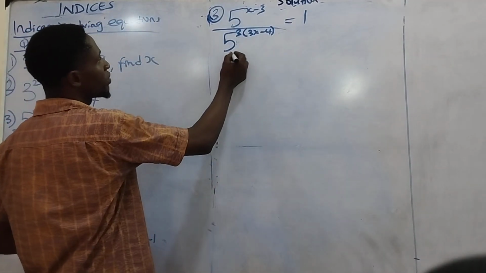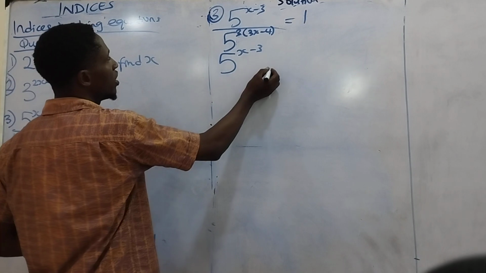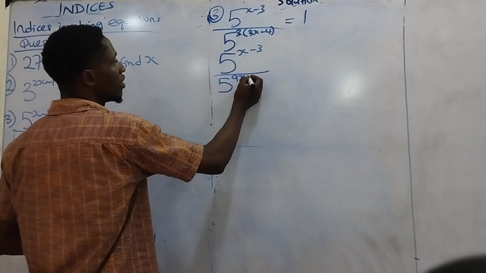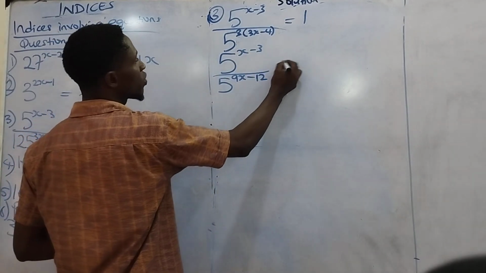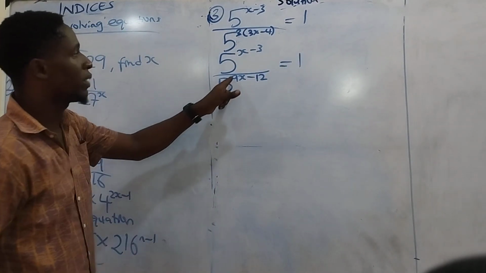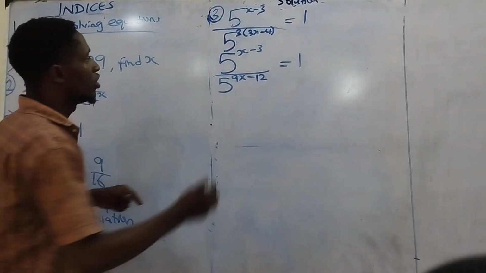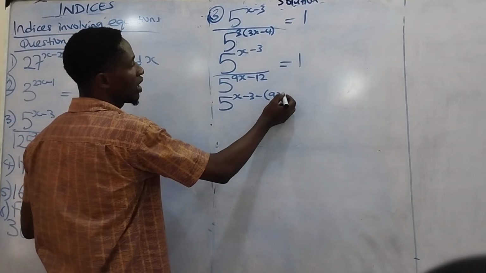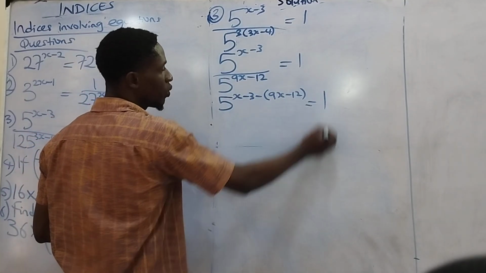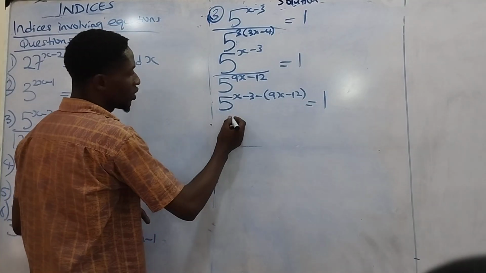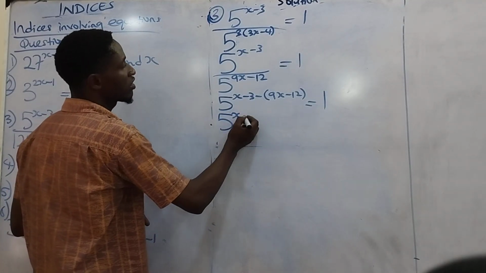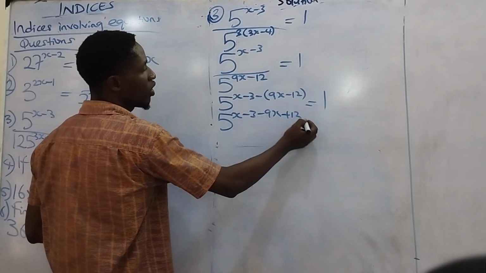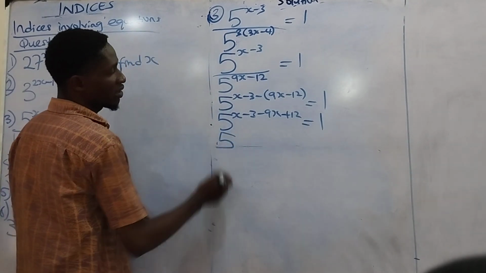So let's try to open this bracket. 5 raised to the power of x minus 3, all over 5 raised to the power of 3 times 3, which is 9x, minus 3 times 4, 12, is equal to 1. So let's apply the division law. We have 5 raised to the power of x minus 3 minus bracket 9x minus 12 is equal to 1. So let's open the bracket. 5 raised to the power of x minus 3 minus 9x, minus times minus is plus 12, is equal to 1. Let's collect like terms.